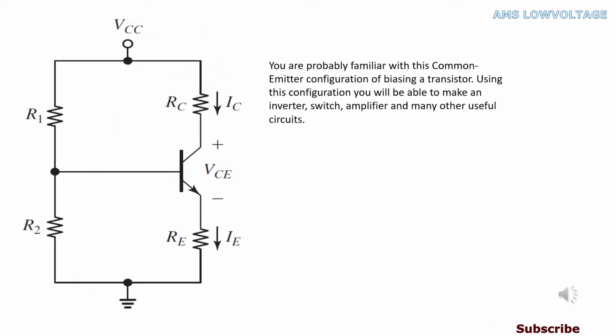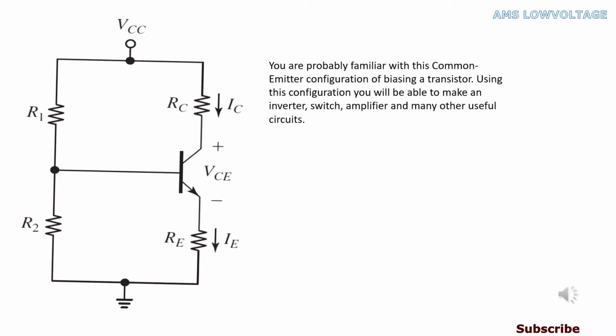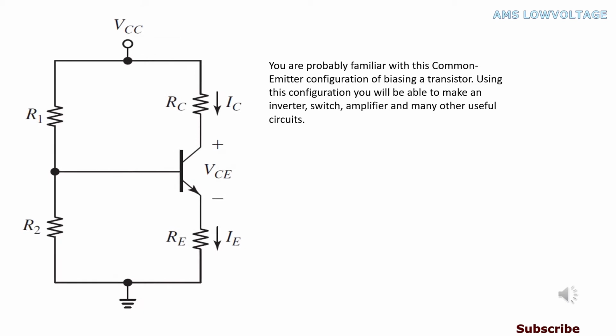You are probably familiar with this common emitter configuration of biasing a transistor. Using this configuration, you will be able to make an inverter, switch, amplifier, and many other useful circuits. How do you know what the resistors' values are exactly?